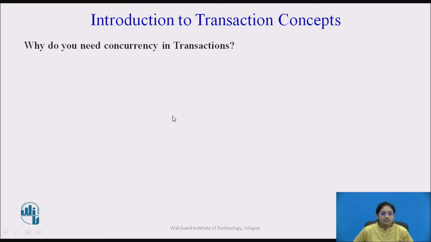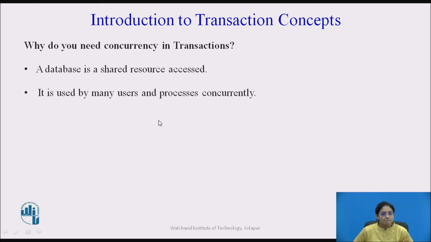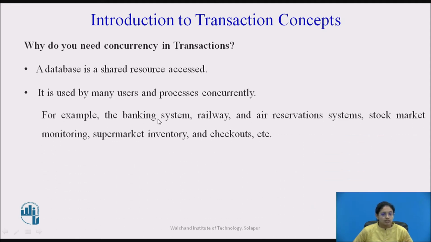Why do you need consistency or concurrency control in transactions? A database is a shared resource. It is used by many users and processed concurrently, for example in a banking system, railway reservation or air reservation systems, or even the stock market. There are millions and billions of users working with the database, using it concurrently. Whenever a transaction is processing, at the end of the transaction, the data should be consistent.